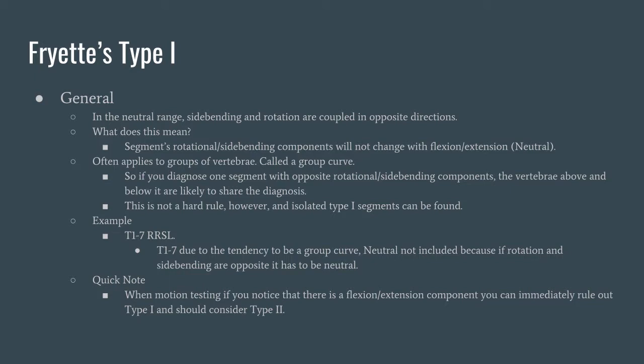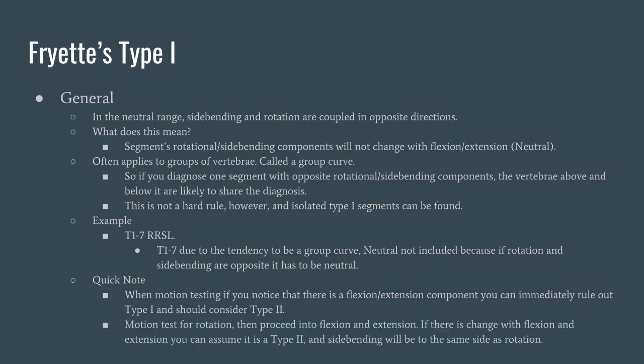Quick note: when motion testing, if you notice that there is a flexion or extension component, you can immediately rule out type 1 dysfunction and should consider type 2. Motion test for rotation, then proceed to flexion and extension. If there is change with flexion and extension, you can assume it is a type 2, and side bending will be to the same side as the rotation.